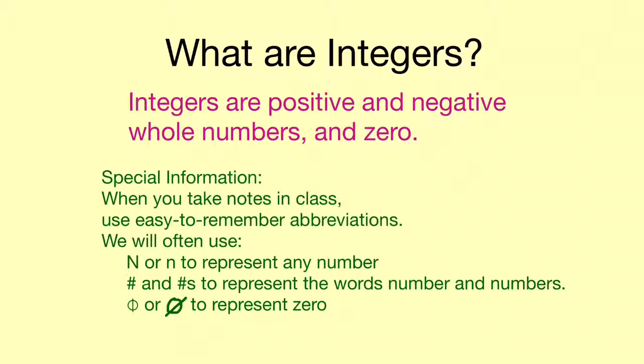What are integers? Integers are positive and negative whole numbers and 0. Now notice this. When you take notes in class, you should be using some easy to remember abbreviations. Here in this video and in other places, we're going to often use a capital N or a small n to represent a number, any number. We're going to use what looks like a tic-tac-toe sign with or without the letter S after it to represent words and numbers. And we'll sometimes put a slash through a 0 to represent 0, or if people might be confused whether it's an O in the alphabet or a 0.